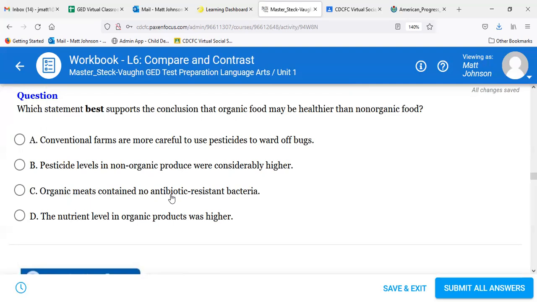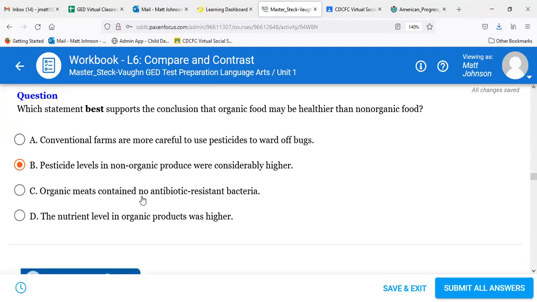Always think about the characteristics, right? When you're faced with C, it's B. B as in boy. Pesticide levels in non-organic produce were considerably higher.